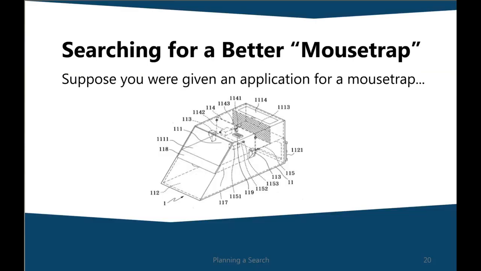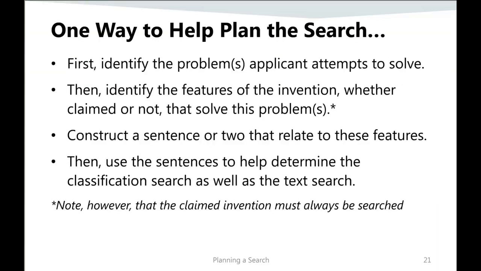There are any number of ways to plan a search. This presentation will walk you through one possible way to plan a search using a hypothetical mousetrap application. First, we will identify the problem that applicant is addressing. Next, we'll identify the features of the invention that solve this problem, remembering to include all the features that are claimed and any additional features which may only be disclosed. We'll then construct a sentence or two that relate to these features, and finally, we'll use those sentences to guide our classification and text searches.